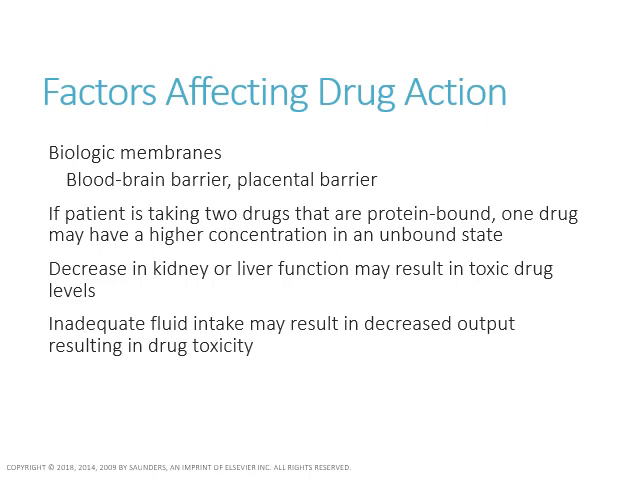Factors that affect drug action are biologic membranes, such as the blood-brain barrier or the placental barrier. If a patient is taking two drugs that are protein-bound, one drug may have a higher concentration in an unbound state. There may be a decrease in kidney or liver function. If a person has a decrease in kidney or liver function, they oftentimes have more of a potential to reach a drug toxic level. So we have to monitor their drug toxicity levels very closely in these particular types of patients.